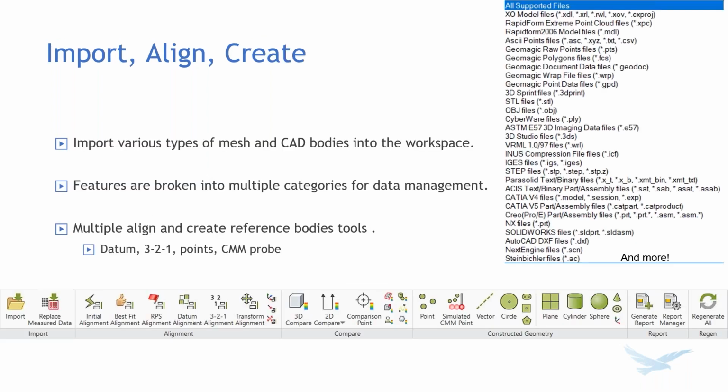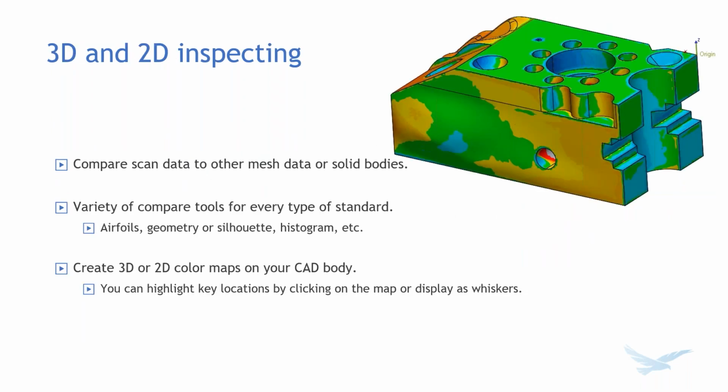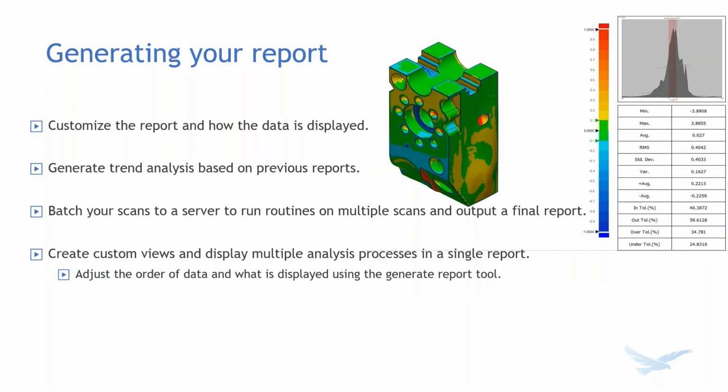So we are able to do various types of importing and aligning between these imported data and CAD bodies. We can even go a step further and create our 3D and 2D color maps for inspection. Just adding in control points, if we need to focus on a certain area, we can definitely do that and then add in dimensions afterwards. And then finally, we can generate a report if we need to batch off a couple of different scans.